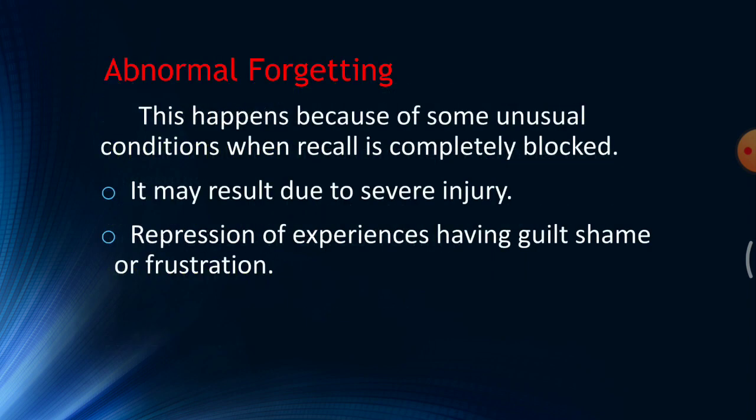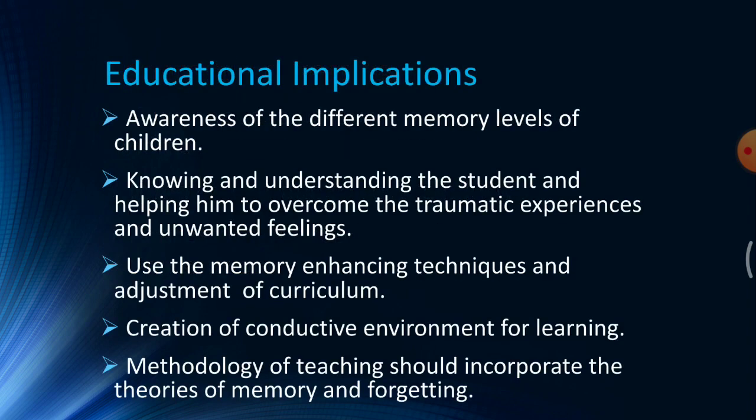Abnormal forgetting. This happens because of some unusual conditions when recall is completely blocked. It may result from severe injury or repression of experiences having guilt, shame, or frustration. Education and implication. Awareness of the different memory levels of the children, knowing and understanding the student and helping him to overcome the traumatic experience and unwanted feelings.